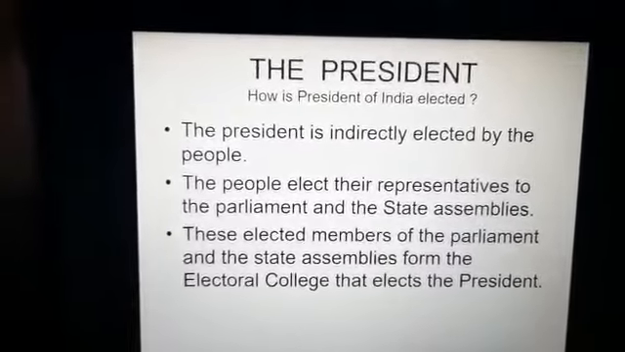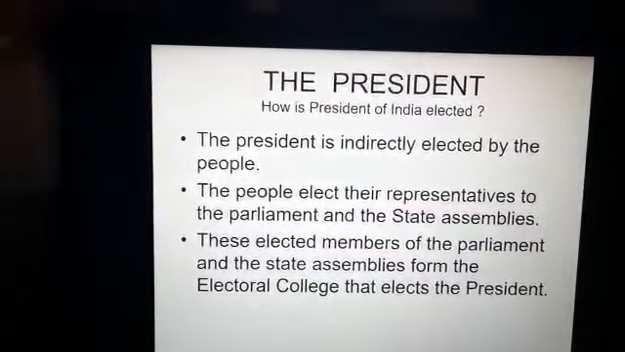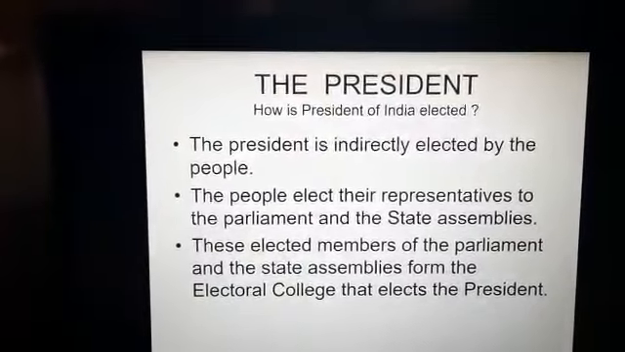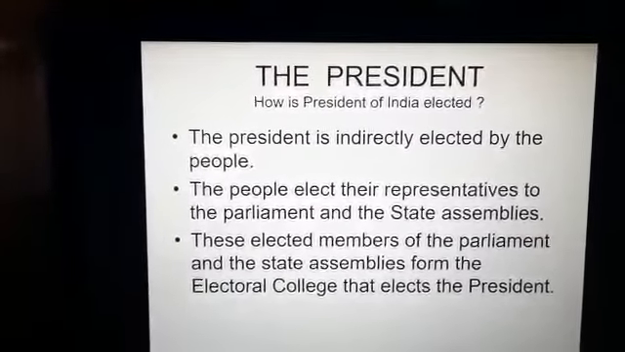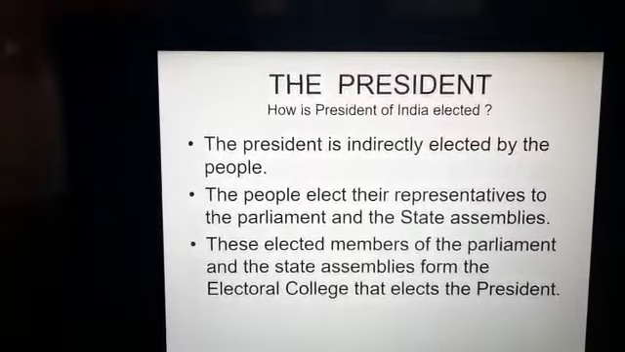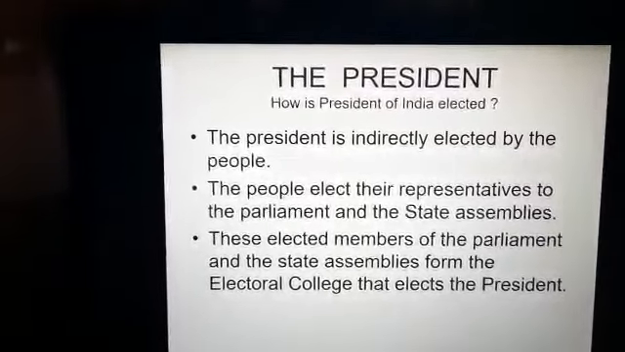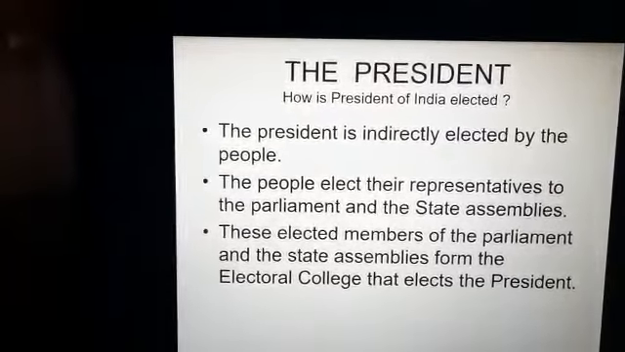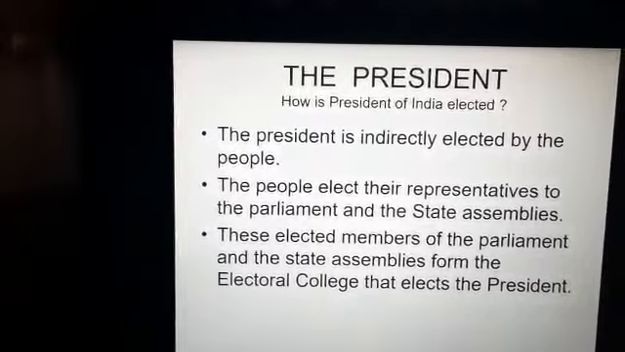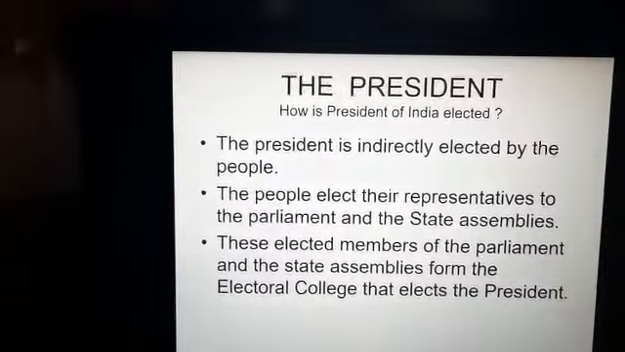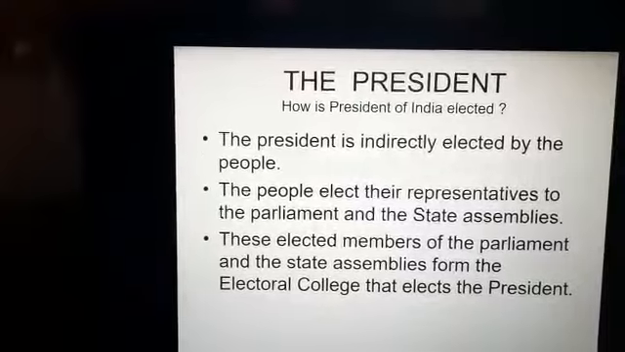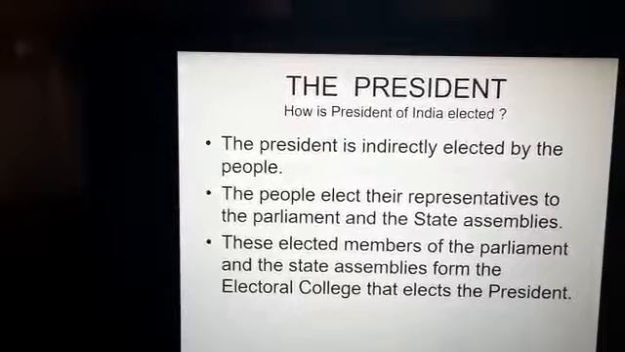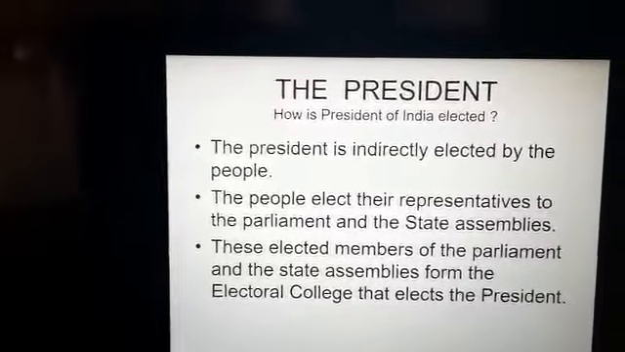Now let us discuss the president. How is the president of India elected? What is the procedure? The president is indirectly elected by the people. Now, what are indirect elections? See, what are direct elections? Like we vote and we choose our representative. When the elections of the prime minister are conducted, we choose them directly. But here the president is not chosen by us directly, it is chosen indirectly.